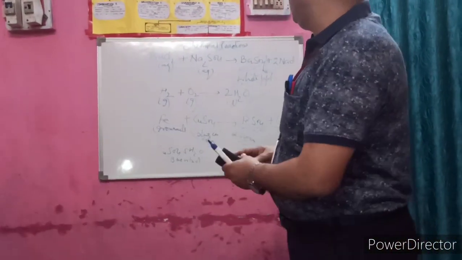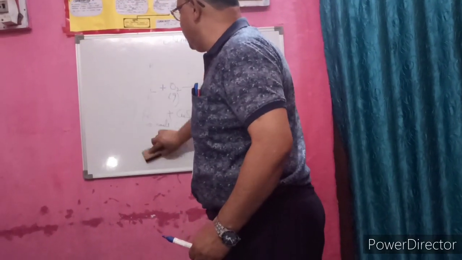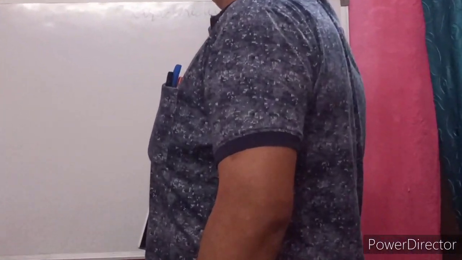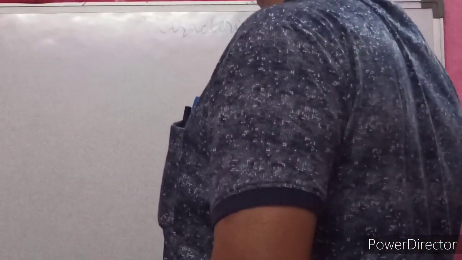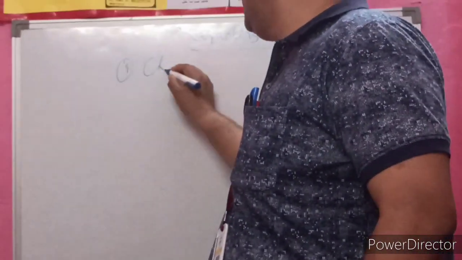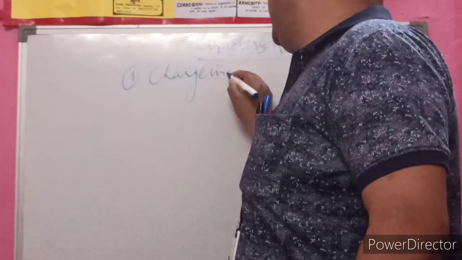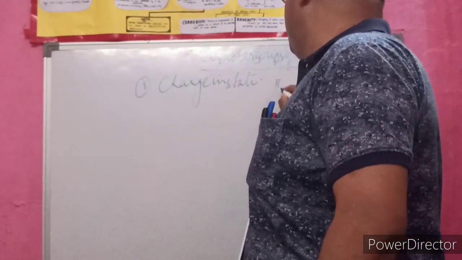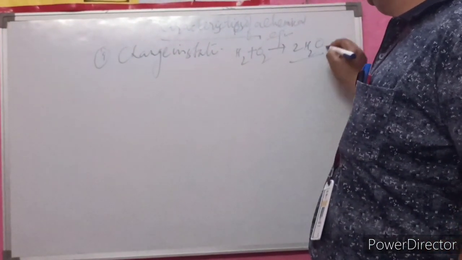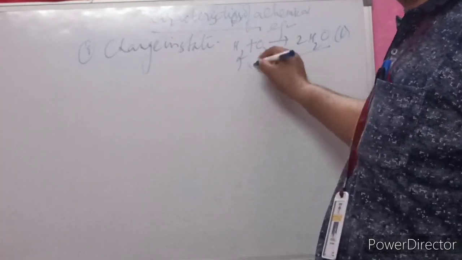Next, coming to the characteristics of a chemical reaction. The first characteristic is change in state. As we saw, when hydrogen and oxygen gas react, they form water, a liquid. This is gas, this is gas.